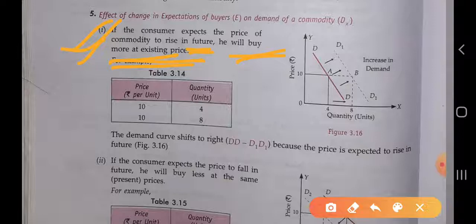Then in that condition, the consumer will purchase more of the commodity at the existing price, so the curve will shift to the rightward. Here the price is the same, and the quantity demanded increases from 4 to 8. When there is an increase in demand, the curve will shift to the rightward.